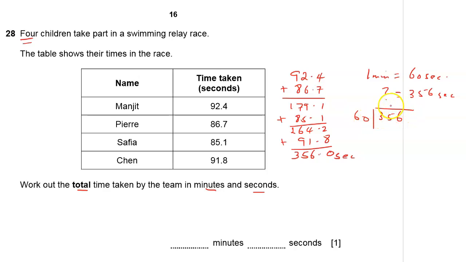Of course, 5 is going to be 300. This gives us a difference of 56. Of course, 56 is less than 60. So we'll have 5 minutes and 56 seconds. So 5 right there and 56 right there. Very well.